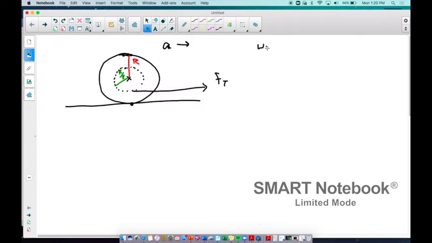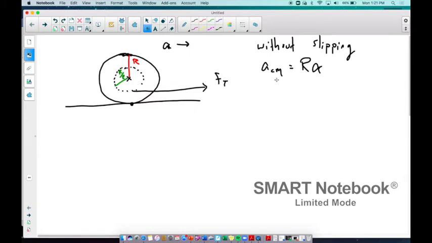Once again, key idea here: if all this is happening without slipping or skidding, in other words, this point does not slip or skid over the surface as it rolls, I know that any translational quantity is going to be related to the rotational quantity just like this. This is always true only for objects rolling across surfaces without slipping.